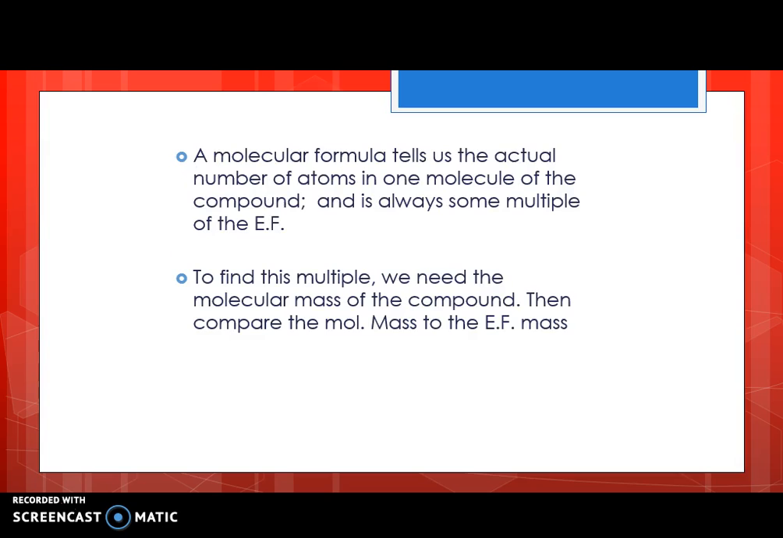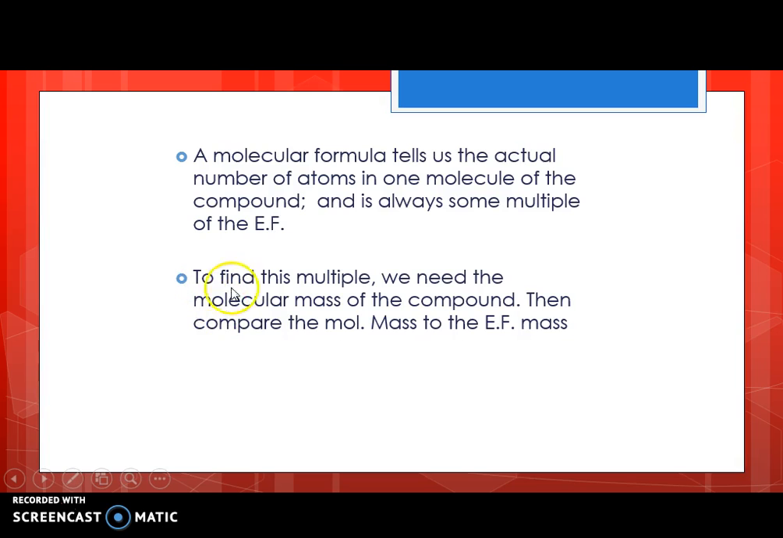A molecular formula tells us the actual number of atoms in one molecule of that compound, or I guess it could be a formula unit as well. And it's always some multiple. Sometimes that multiple is 1, 2, 3, 4, 5, 6, whatever. We just need to figure out what that multiple is.